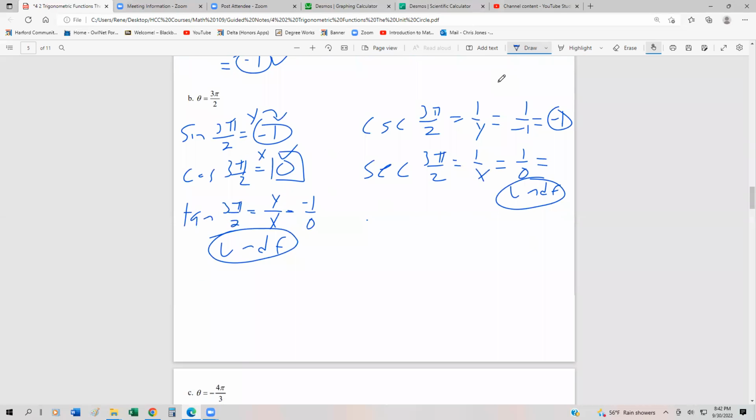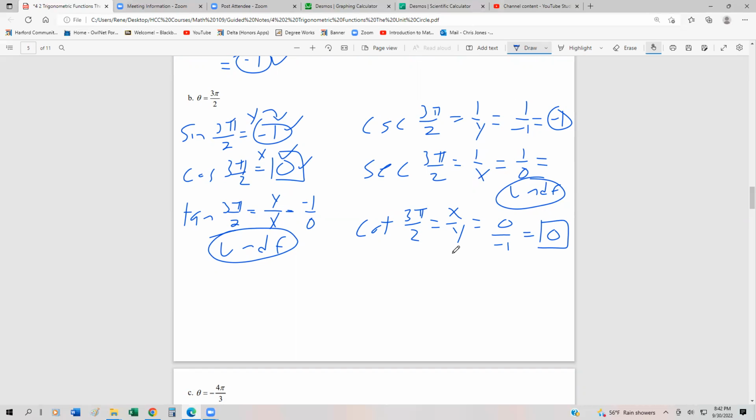Finally, for the cotangent of 3 pi over 2, that is x over y. And we know that x is 0, y is negative 1, so 0 over negative 1 is 0. Okay, so there's our 6 trig functions.